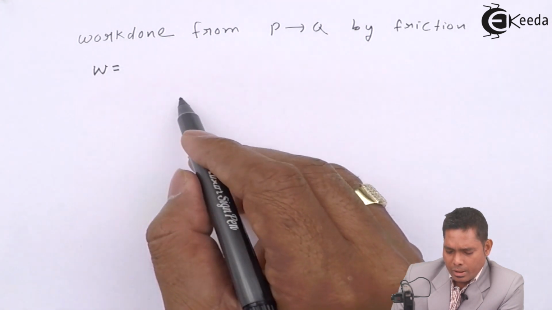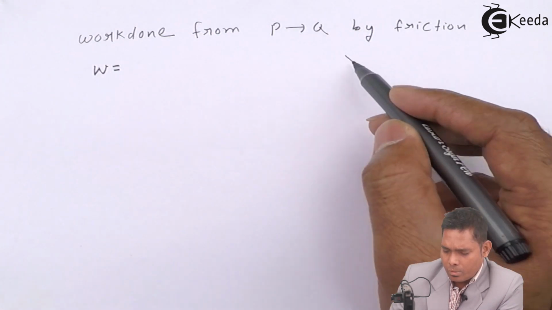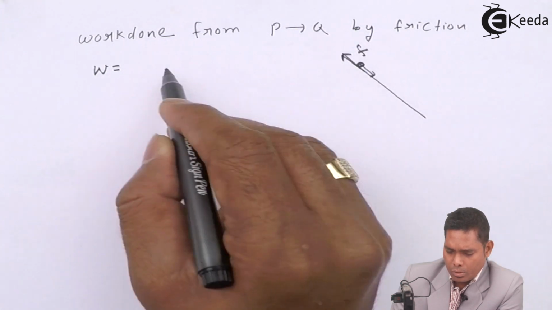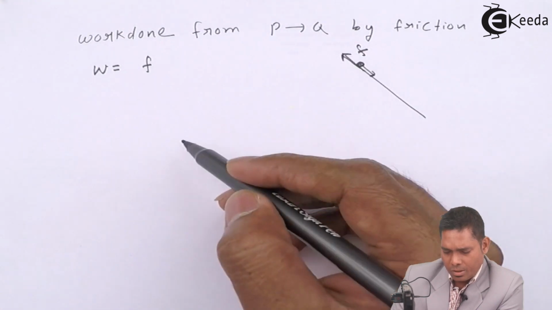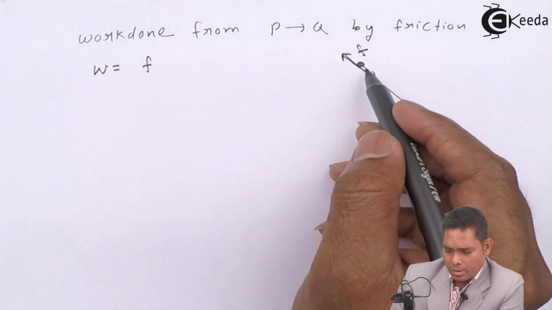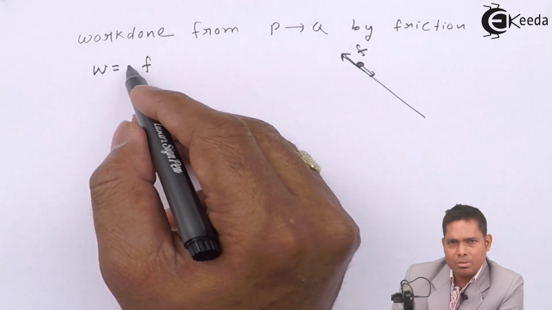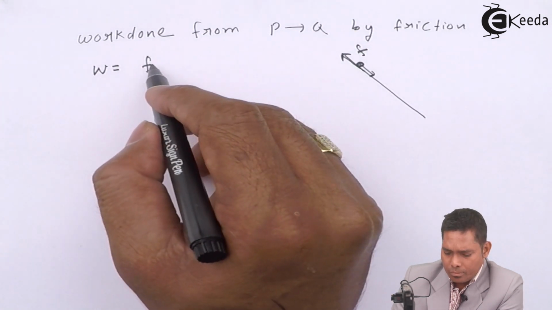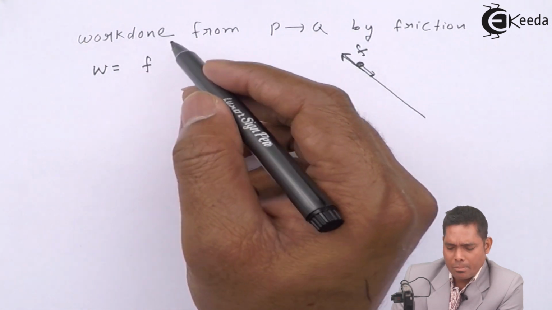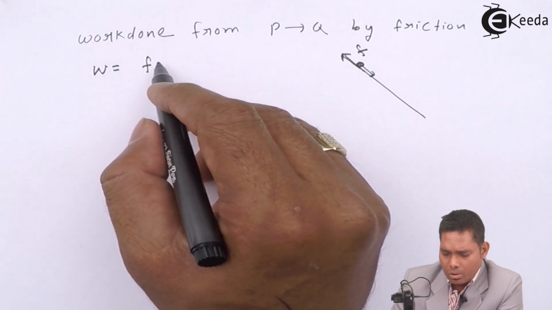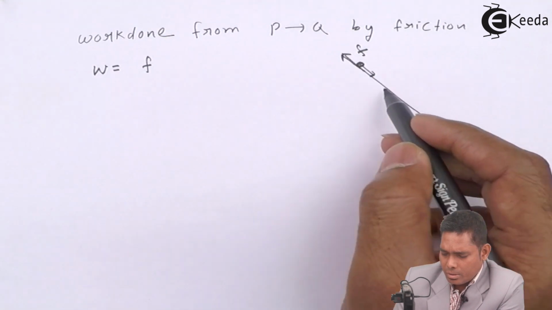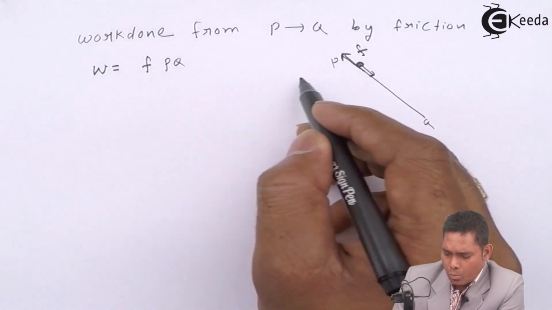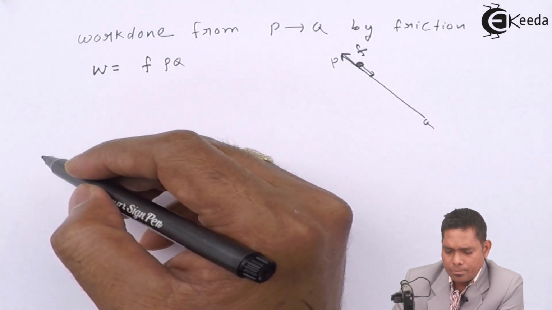the force acting in the opposite direction, because when the particle slides down, the friction is acting in the opposite direction. The force of friction acts opposite to the displacement, so the work is negative. Negative also means energy is lost. I am not writing the negative sign, I am just noting that energy is lost. So it is F times the distance, where this is P and this is Q, so the distance is PQ.